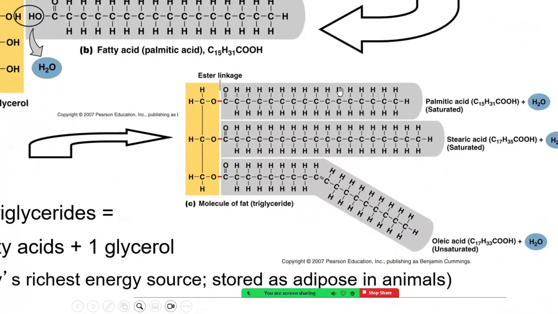So this hydrocarbon only has a single carbon covalent bond linking the carbons together. Same with this one. But this one here has one double carbon bond, where there are two covalent bonds linking the carbons together. Wherever there's a double carbon bond, you'll get a kink in the structure of the molecule, in this case, a fatty acid.